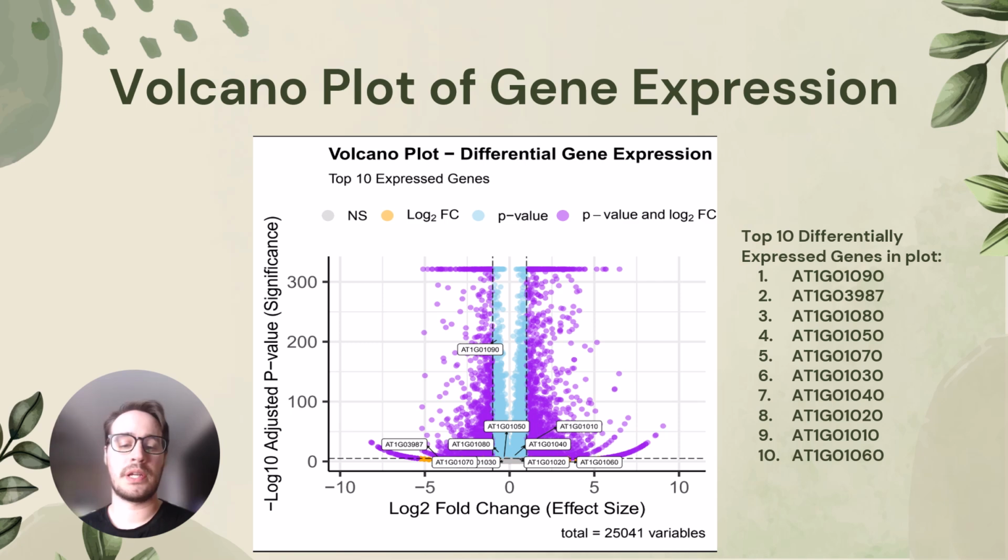This is plotted against the statistical significance, minus log 10 adjusted p-value, on the y-axis. As you can see, there's a clear distribution of genes that are significantly upregulated and downregulated, beyond our significance thresholds. This allowed us to pinpoint key candidate genes with substantial changes, which we have listed the top 10 differentially expressed genes here on the right.